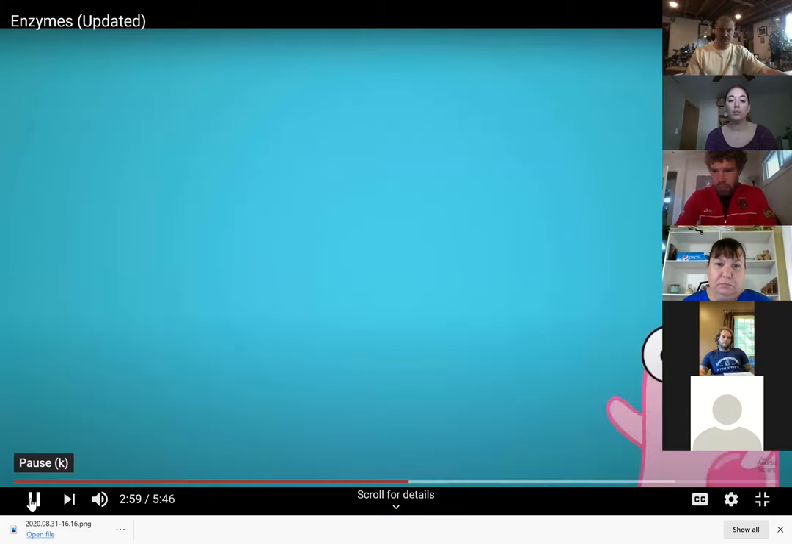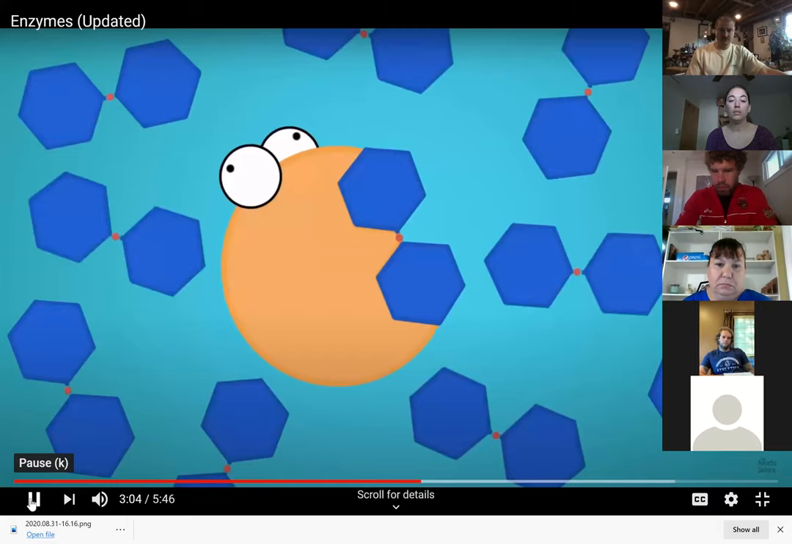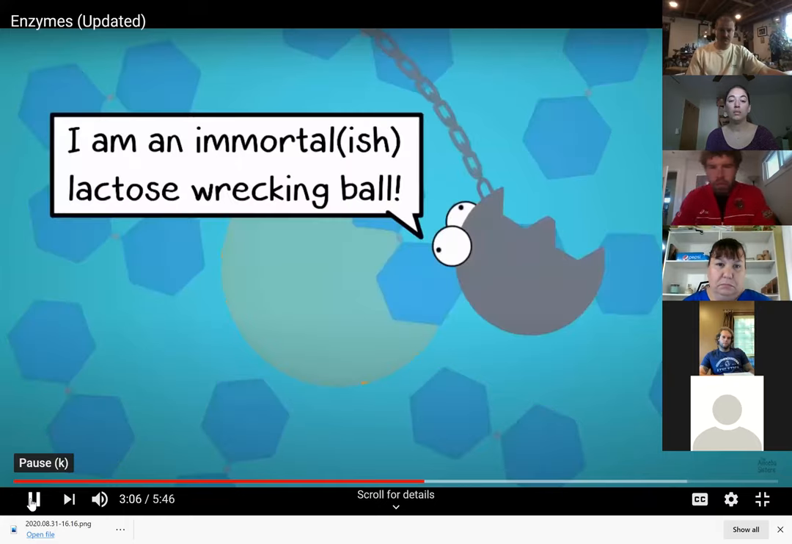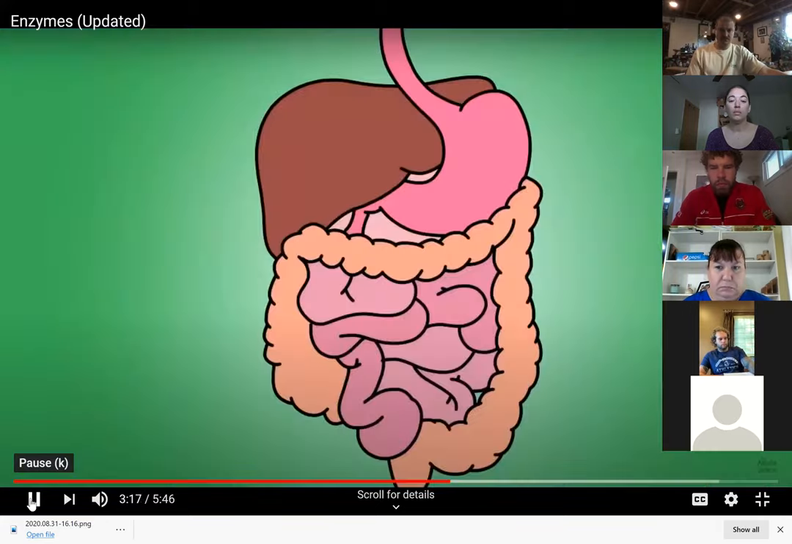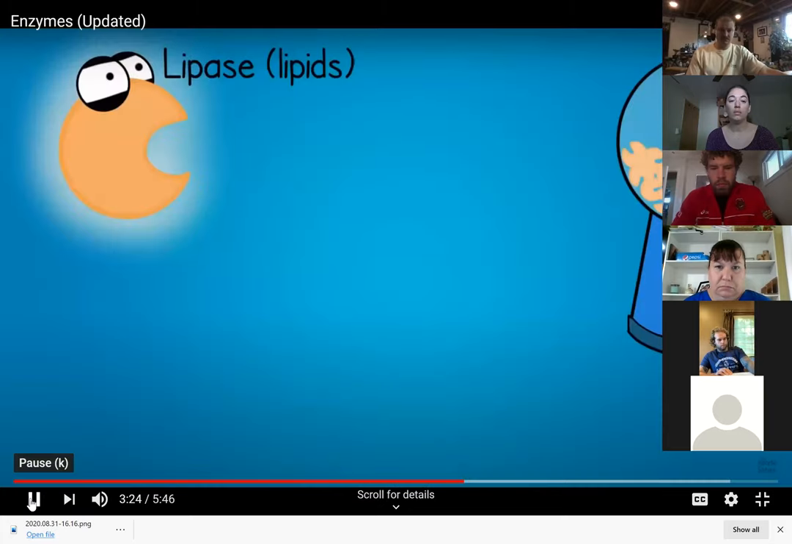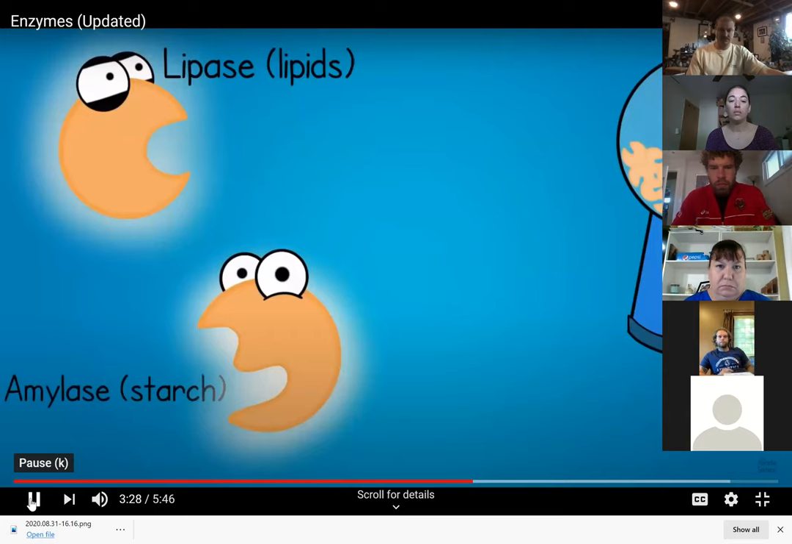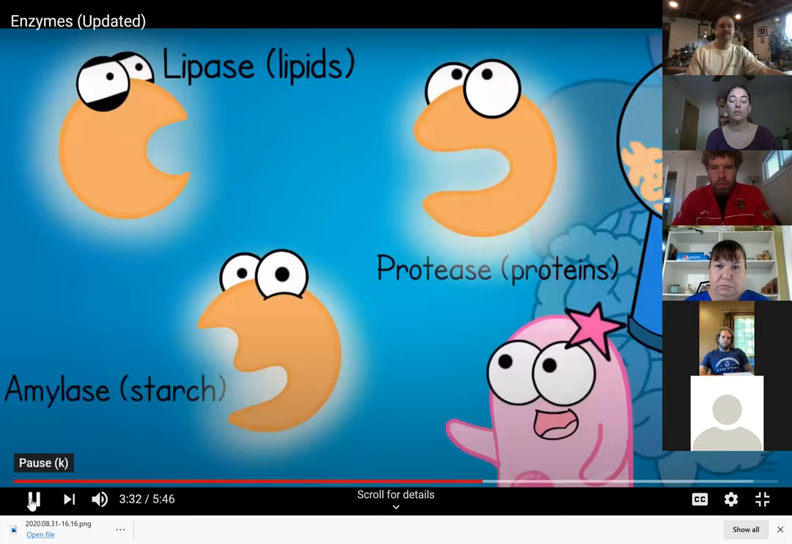In that example, one thing to point out, lactase, the enzyme, can break down a lot of lactose, the substrate. The lactase doesn't get used up in the reaction. It's still there. We call enzymes a catalyst because they can be used over and over in the reaction. By the way, your digestive system uses all kinds of enzymes. So you have lipase, and that breaks down lipids, which are fats. You have amylase, which breaks down starch. You have protease, which breaks down proteins. So as you can see, the digestive system is very involved with enzymes.